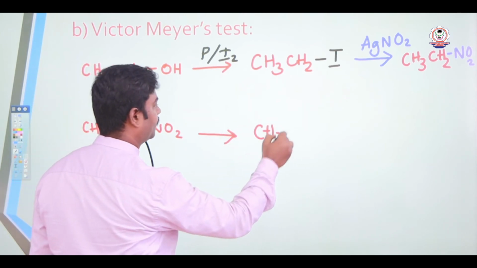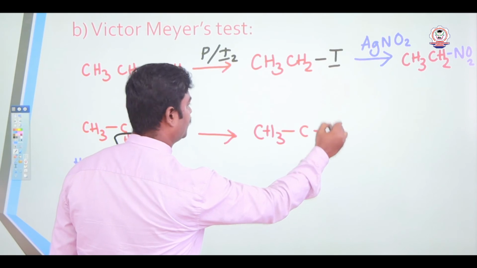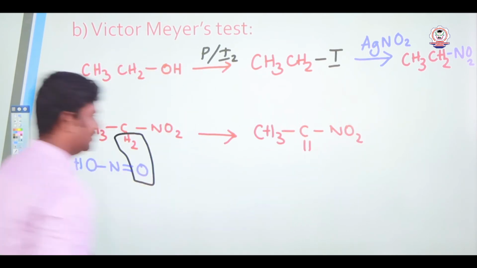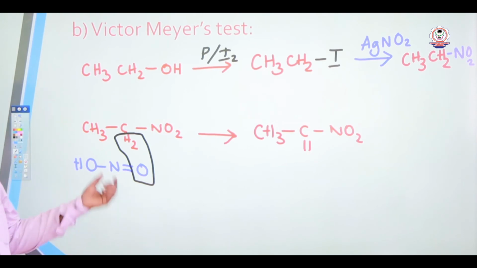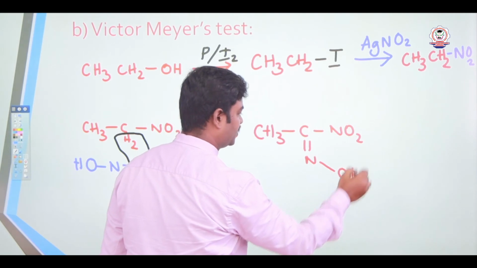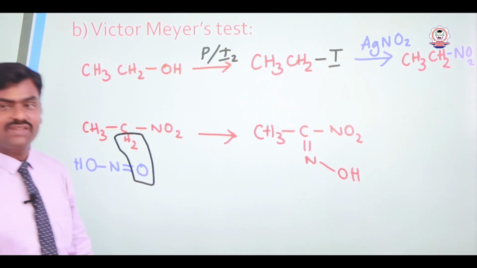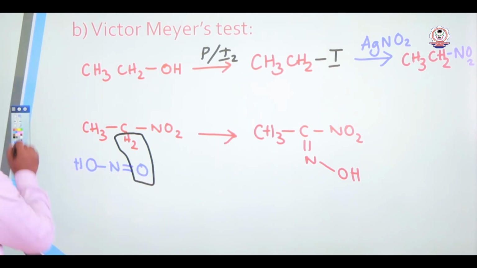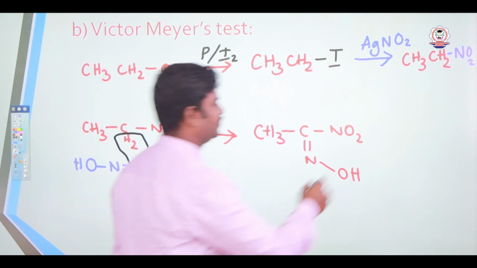CH3, C, NO2, double bond. It is producing a double bond with nitrogen. So N with OH. So yeah, a hydroxylamine-type compound is prepared here. Okay. Next one, we have to add KOH.